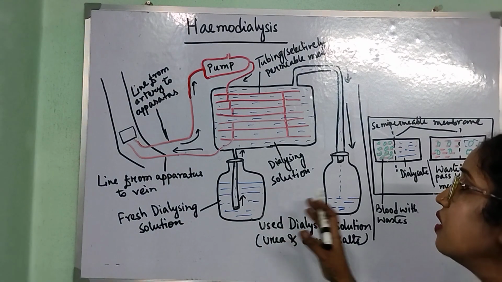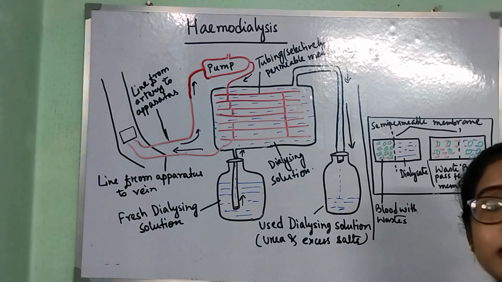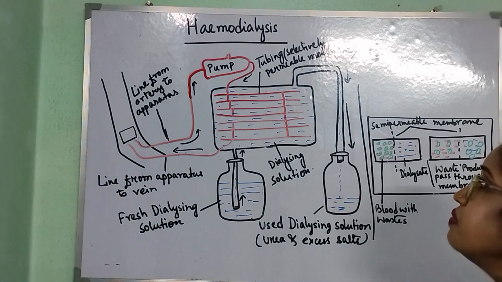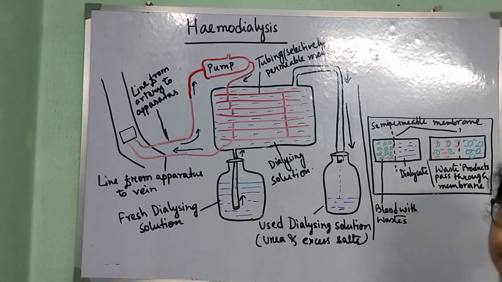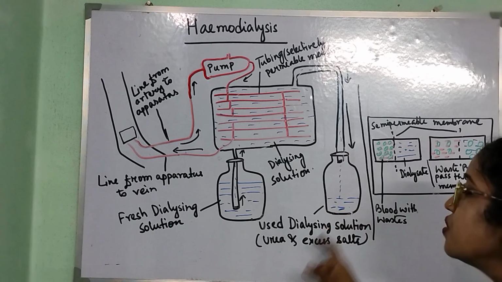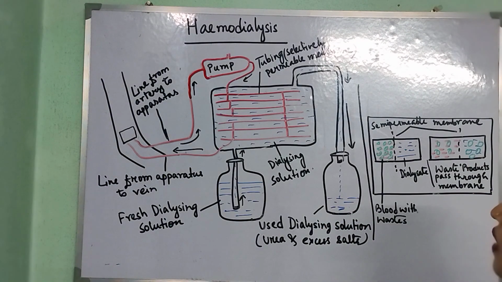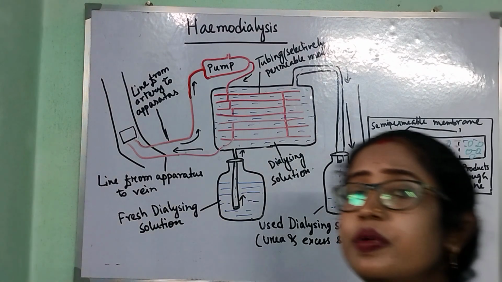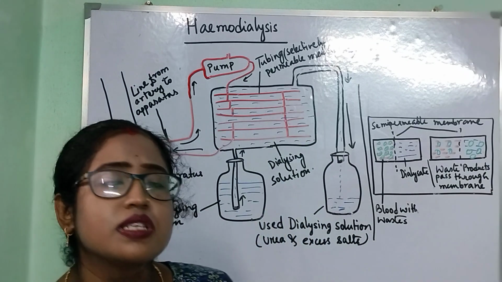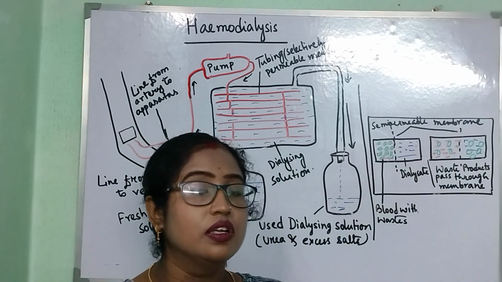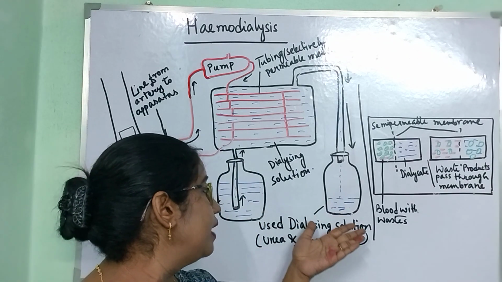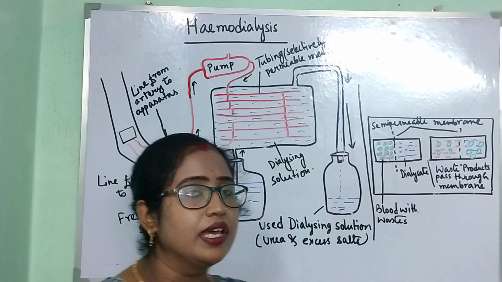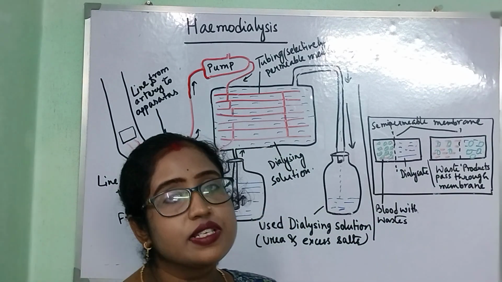The dialysate solution that contains the waste material passes into the other container, and this solution is expelled out. This is the solution that has the main waste material that has to be excreted from our body, but because of the kidney damage, the kidneys can't function in their proper way. So by this process, the waste material is excreted from our body via this dialysing solution.